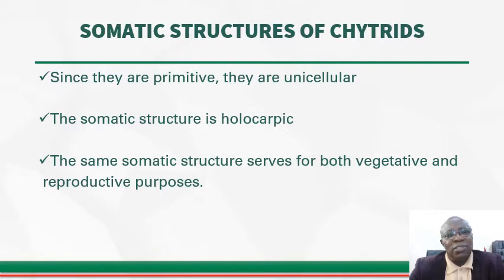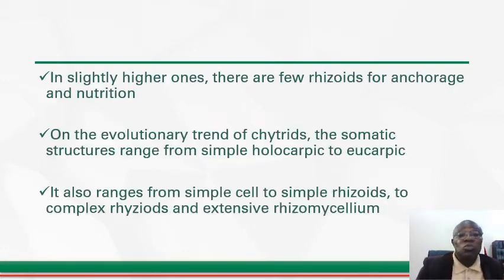Then what does their structure look like, that is, the somatic structure of the chytrids? As we have said earlier, they are very primitive and unicellular in nature. The structure is holocarpic, and when we say it is holocarpic, it means the structure is not separated into reproductive and vegetative structures. So the same somatic structure serves both vegetative and reproductive purposes.